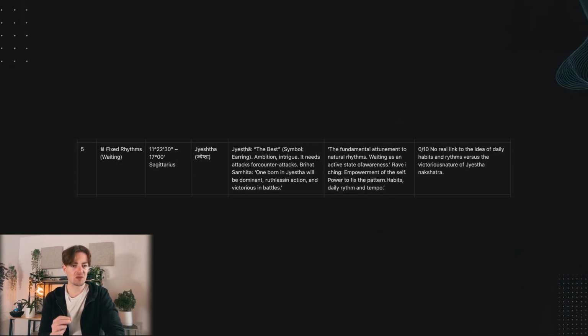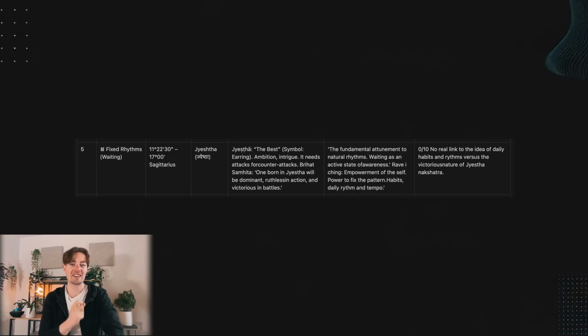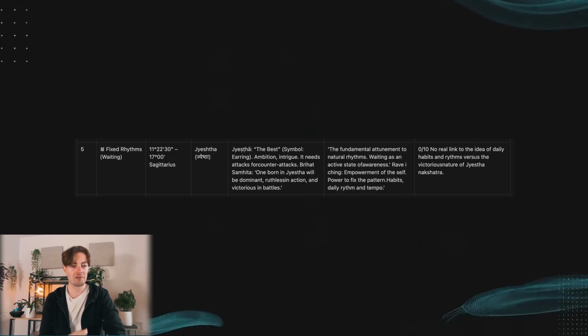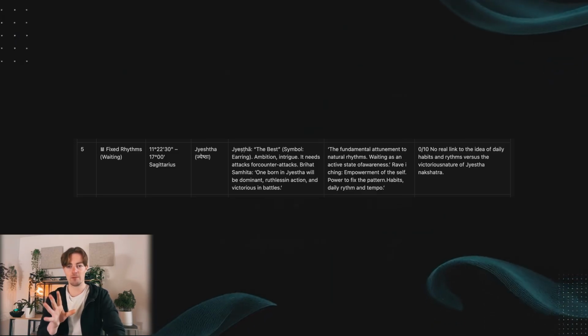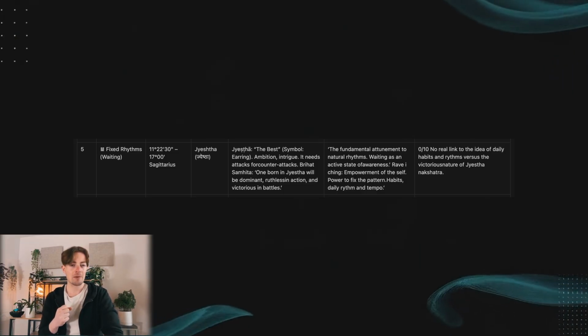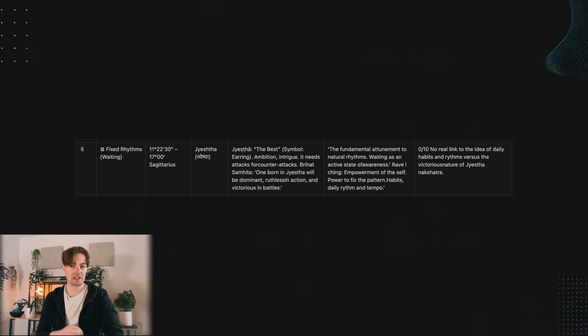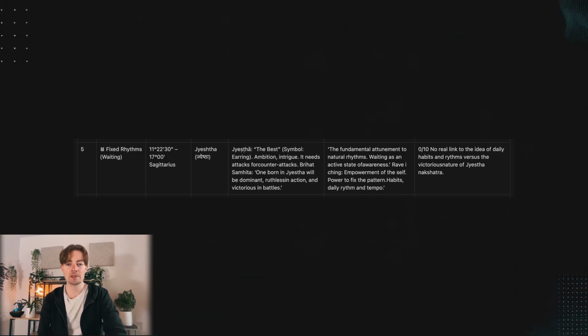Gate 5, fixed rhythms, waiting, from 11 degrees of Sagittarius to 17 degrees of Sagittarius. We're in the Jyeshta Nakshatra here. The notes that I have for gate 5, the gate of waiting, is the fundamental attunement to natural rhythms. Waiting as an active state of awareness. From the Revati Ching, empowerment of the self, power to fix the pattern, habits, daily rhythms, daily tempos. So this is a gate about fixed rhythms, being able to wait, being able to get a sense of patterns, daily habits, daily rhythms, setting yourself up for those daily cycles.